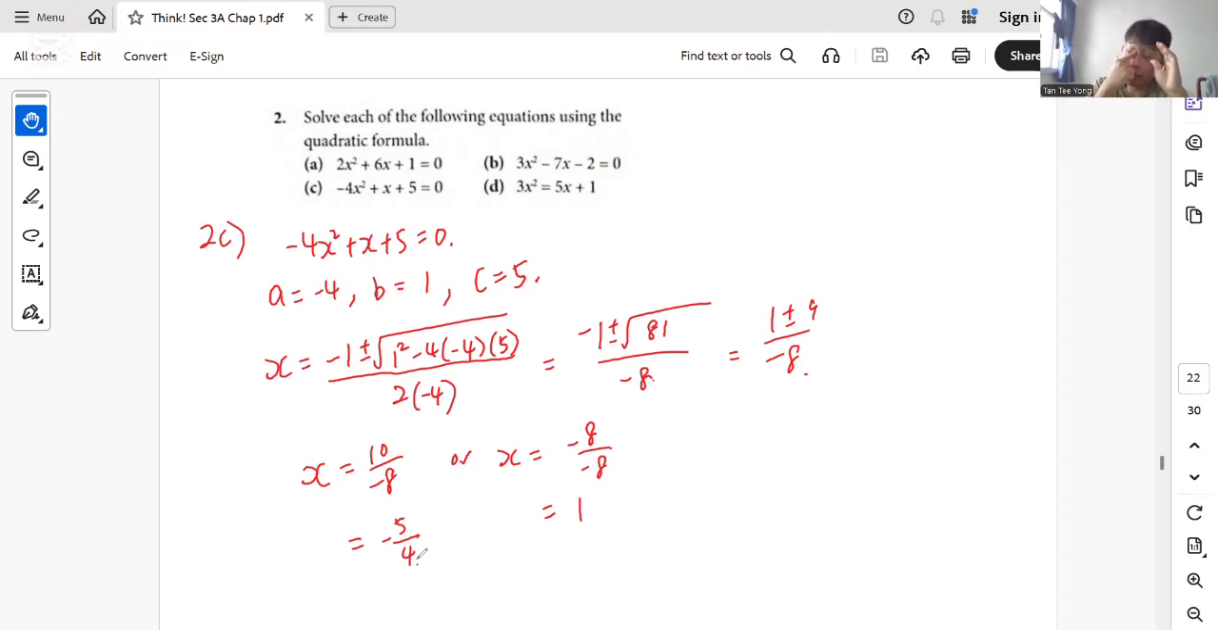Oh, there is. Sorry, there's a careless mistake over here. It's a negative here. So negative and then negative. That means it should be negative 1 plus 9, so 8 over negative 8, or negative 1 minus 9, so negative 10. Negative 10 over negative 8, yes. Then this one should be negative 1. Sorry, a bit sleepy after lunch. So this is negative 1, then this is 5 over 4. Yes, so this is the answer for question 2C.